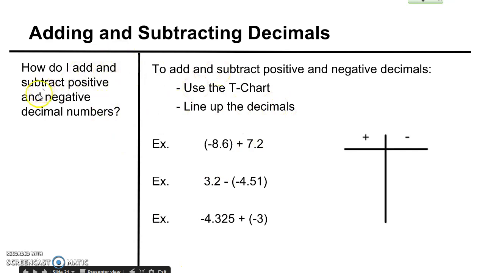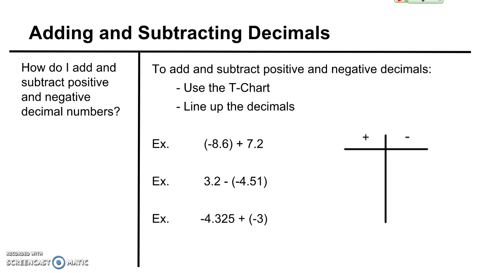How do I add and subtract positive and negative decimals? There's one extra tip besides using the t-chart, and that is you have to remember when we're adding and subtracting positive and negative decimals, we have to line up the decimals. Okay, so we draw our t-chart. I know y'all have gotten used to using the calculator, but there will be a non-calculator portion on SE Ready, so we need to review now how to do this without a calculator. Okay, and we are going to put our numbers in the t-chart, line up the decimals, and then we add or subtract using the rules of the t-chart.